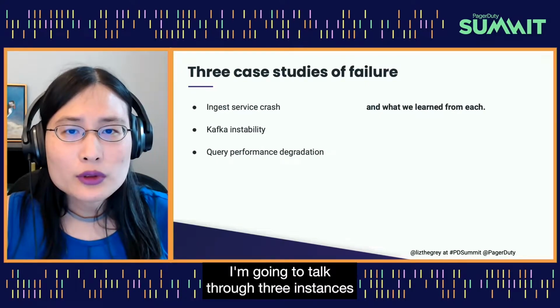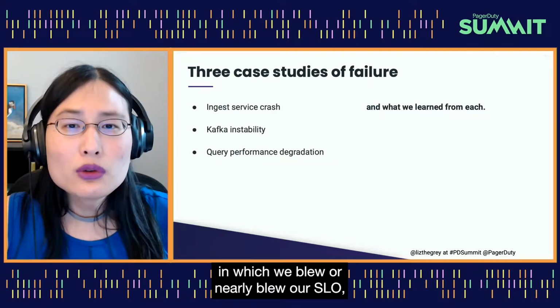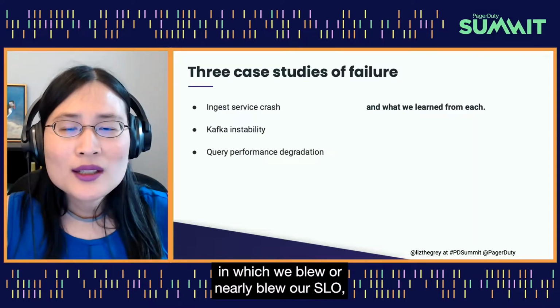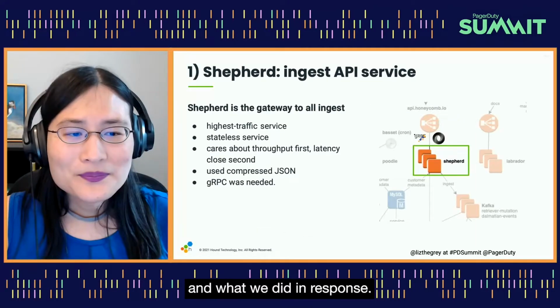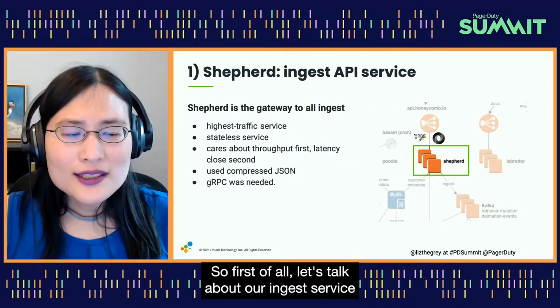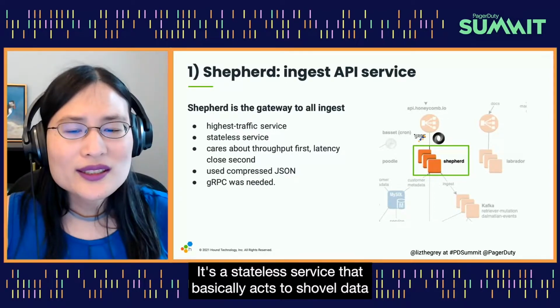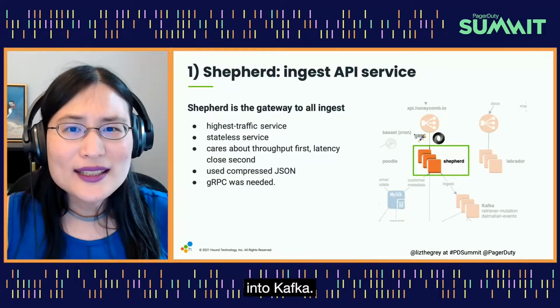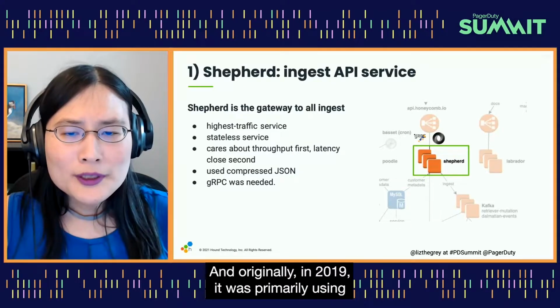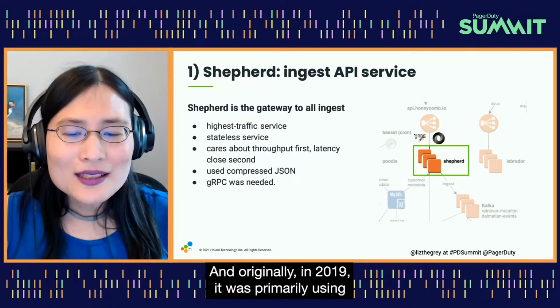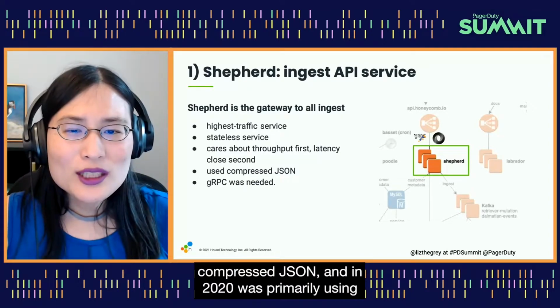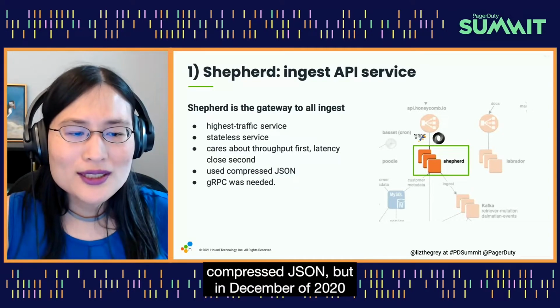I'm going to talk through 3 instances in which we blew or nearly blew our SLO and what we did in response. So first of all, let's talk about our Ingest service outage. As I mentioned, this is our highest traffic service. It's a stateless service that basically acts to shovel data into Kafka. And originally, in 2019 and 2020, it was primarily using compressed JSON.